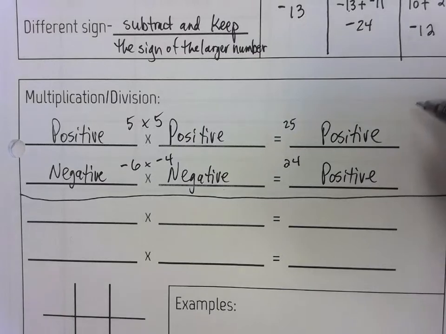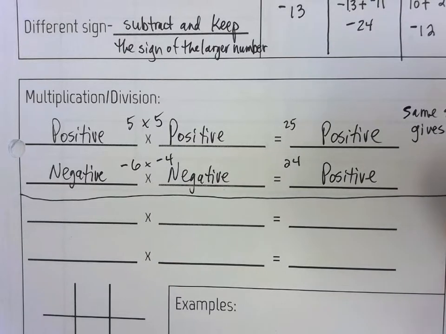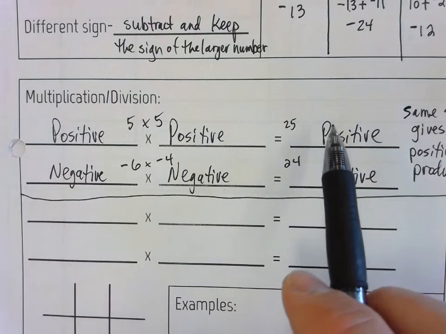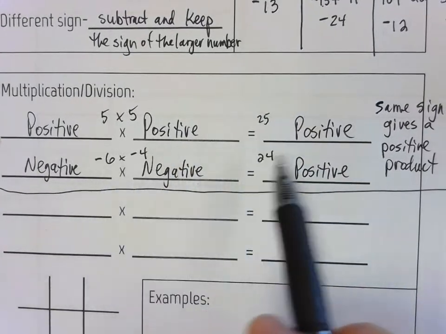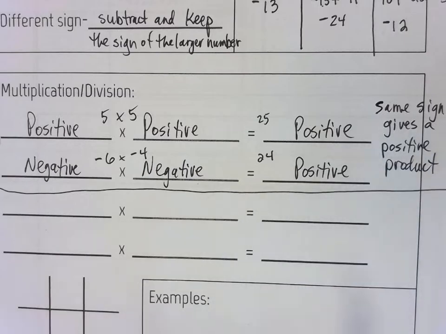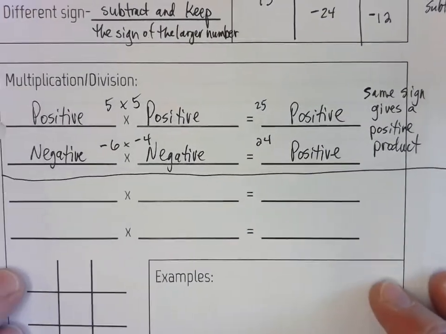So right down over here, same sign gives a positive product. Positive times positive is a positive. Negative times negative gives a positive. So when they have the same sign, it's going to give you a positive product. Can you see that all right, soldier? Let me back it up just a hair.